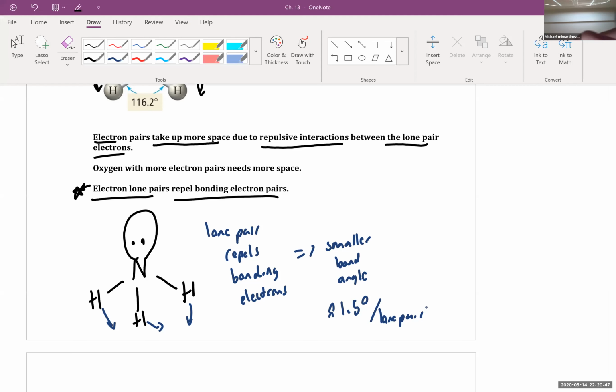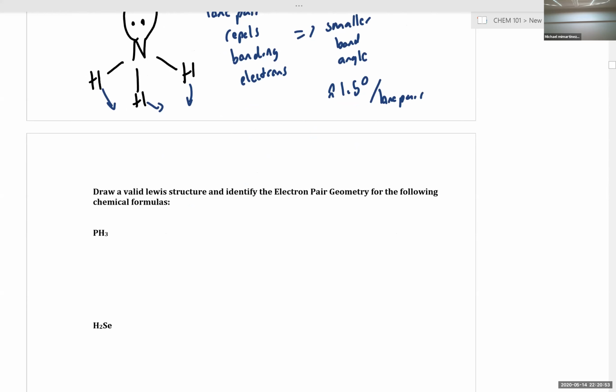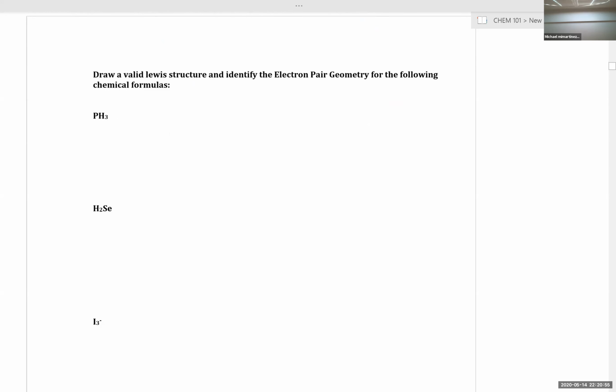So lone pairs take up space and they repel bonding electrons. Okay, so let's take a look and really practice identifying the electron pair geometry for each of these structures. Electron pair geometry is the rough shape of your molecule, not accounting for repulsions just yet. So let's look at PH3.